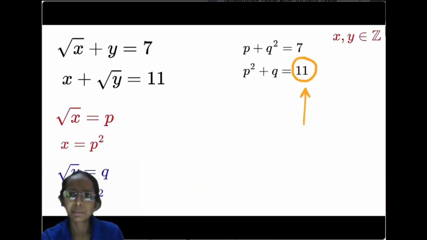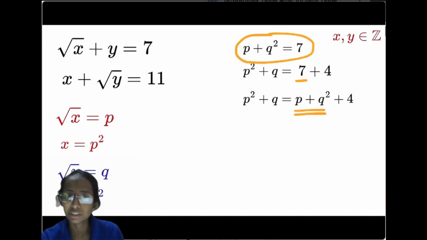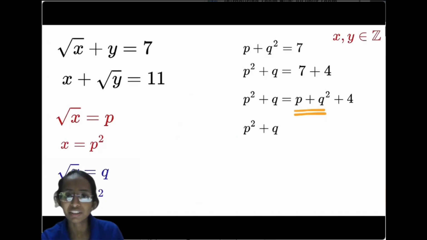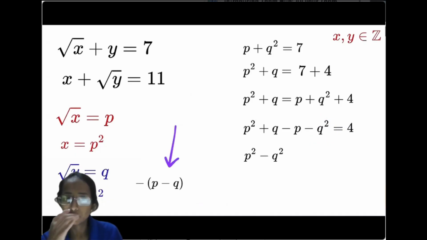Now 11 can be broken into two parts, that is 7 + 4. And 7 we can substitute as p + q². So we have the equation. Now we take all the values, that is p and q², to the left hand side. So we have p² + q − p − q² = 4. Now by rearranging, we have p² − q² + q − p = 4.